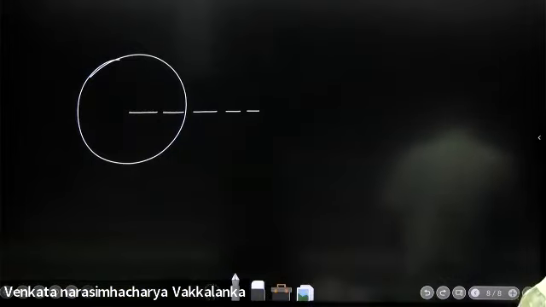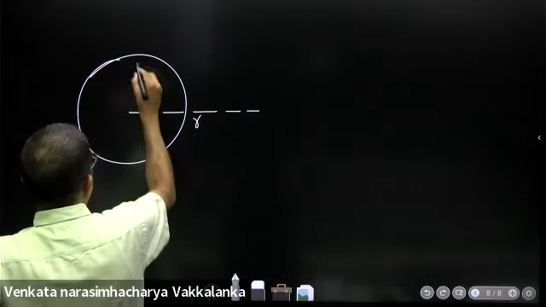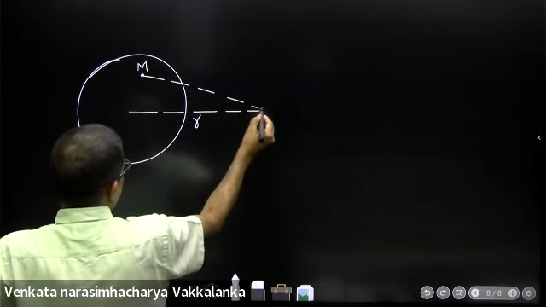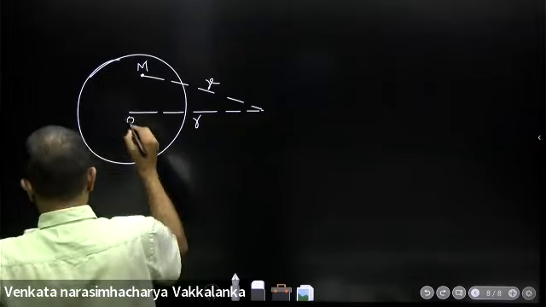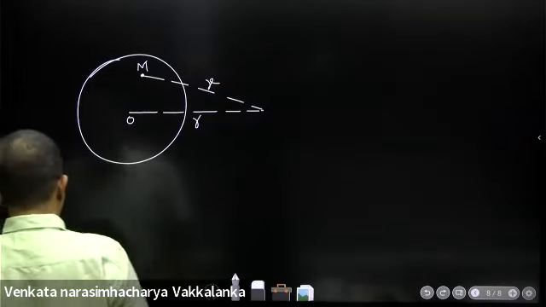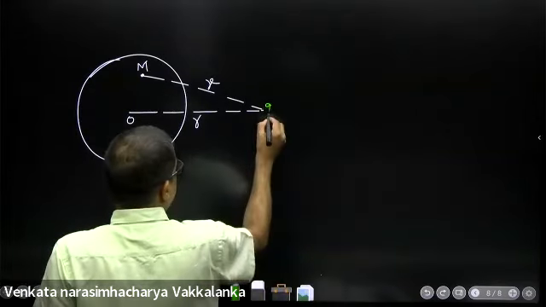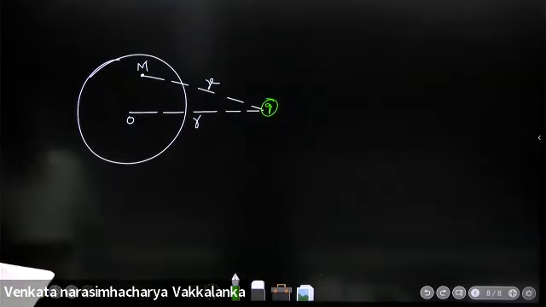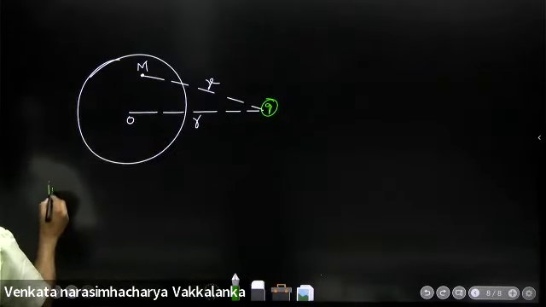You are giving this distance to be R. This point is mass M. This is X. This is O. You have kept a charge of Q here. Originally, the sphere was neutral.